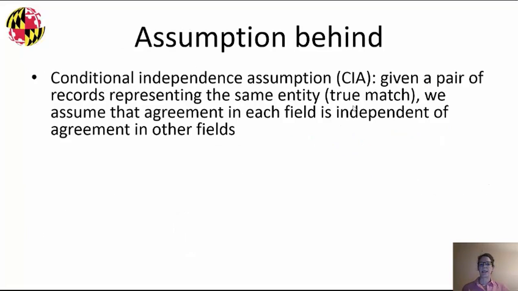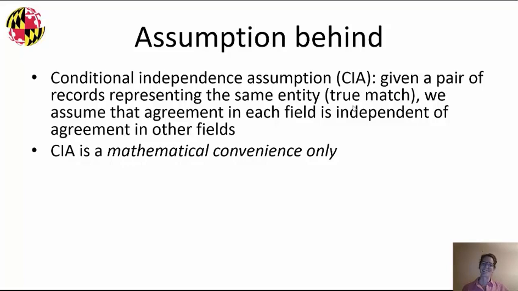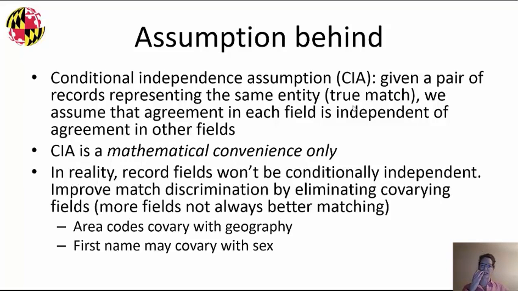As I said, the assumption behind this is conditional independence. So given a pair of records representing the same entity being a true match, we assume that the agreement in each field is independent of the agreement in other fields. This is really mostly a mathematical convenience. In reality, that is usually not the case. You can have area codes that covary with geography, first names that covary with sex, and a lot of other examples like that can be found. Age and marital status, you can come up with a few yourself quite easily.